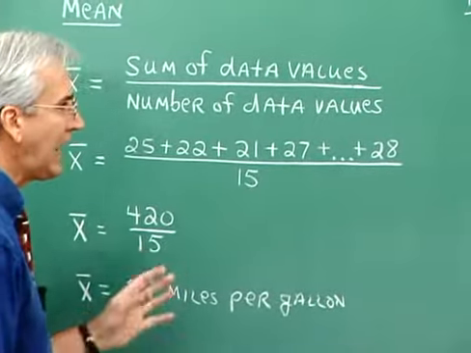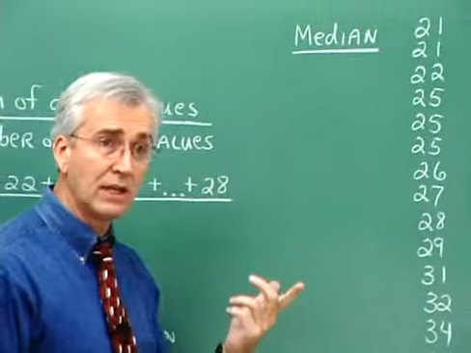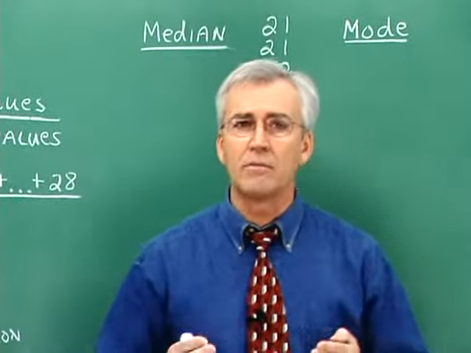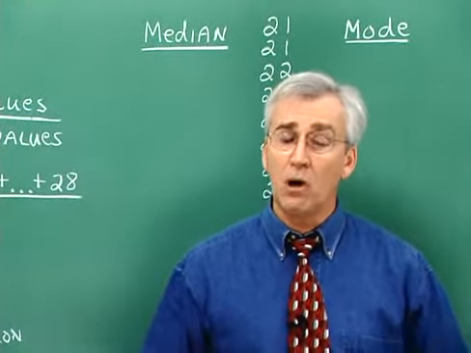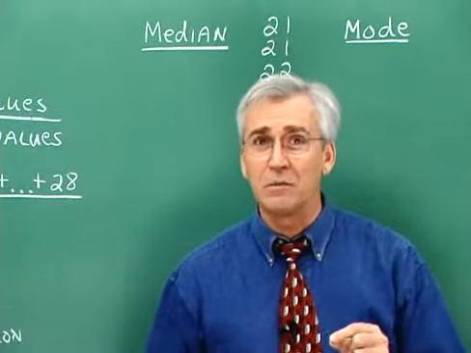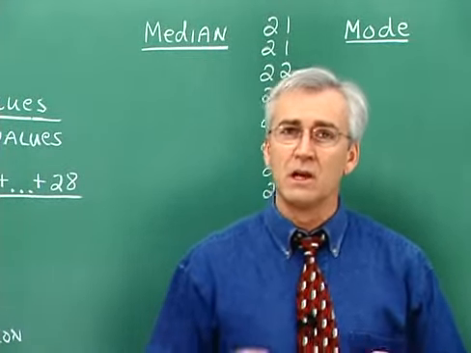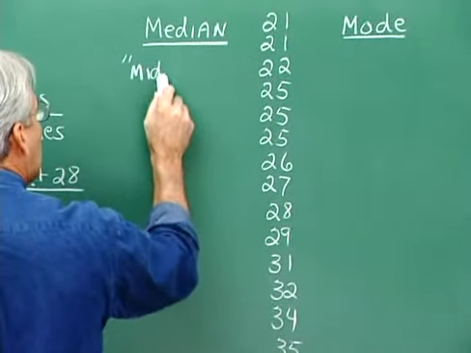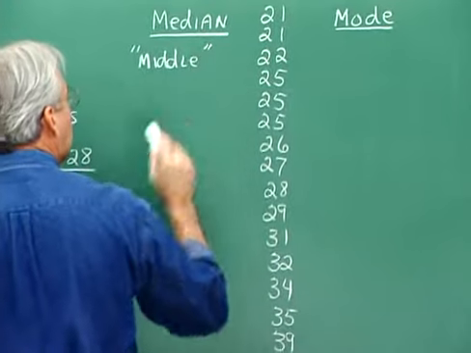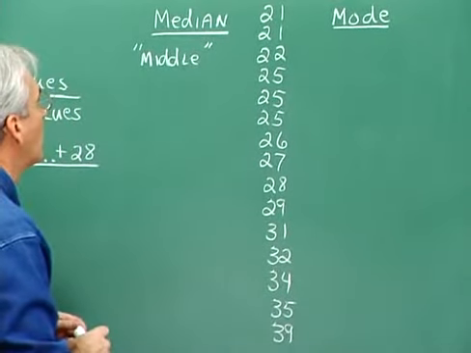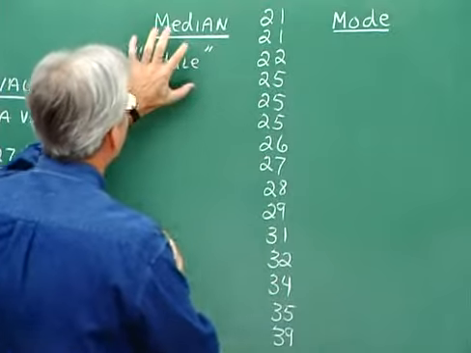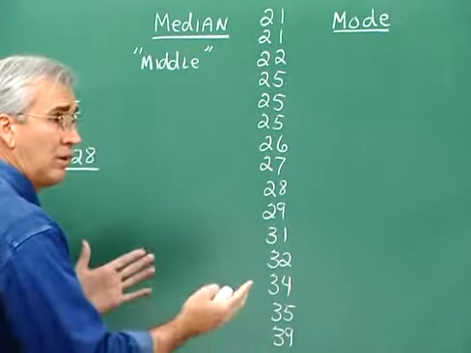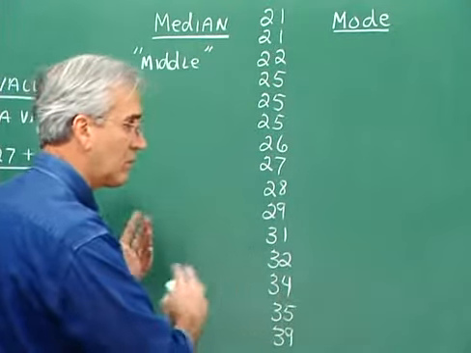Now, median and mode are different kinds of averages. Median generally is the middle item in a group of items. And mode is the modal item, or the item that occurs most often. So for median, I'm going to put middle here, that's a good reference for the word median. But what you have to do to find the middle is to arrange the items in some kind of order, the order from largest to smallest or smallest to largest.